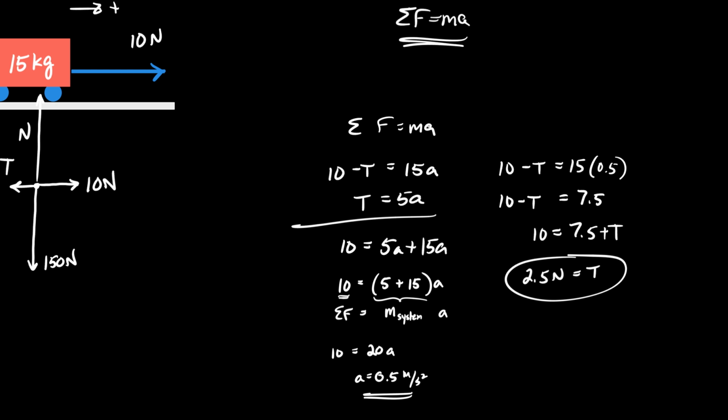Now, at the same time, I could have put it in here. And I get T equals 5 times 0.5, and that is also 2.5. Checking my work, making sure that everything works out like it's supposed to.